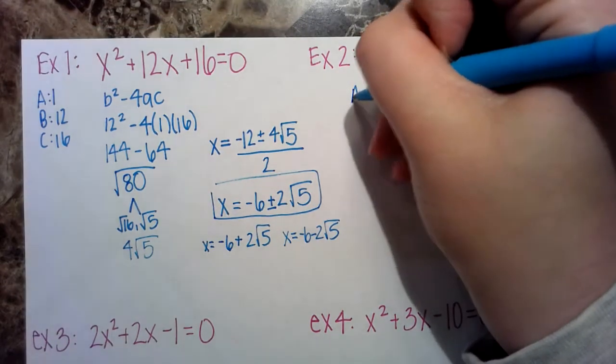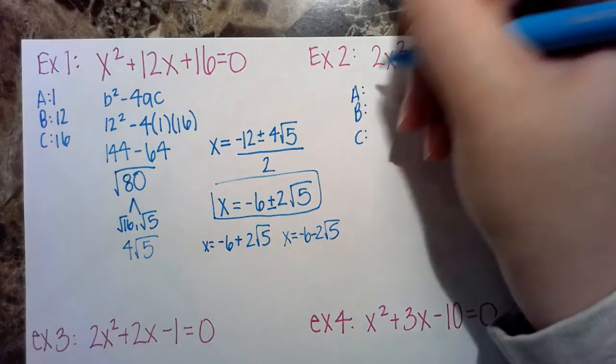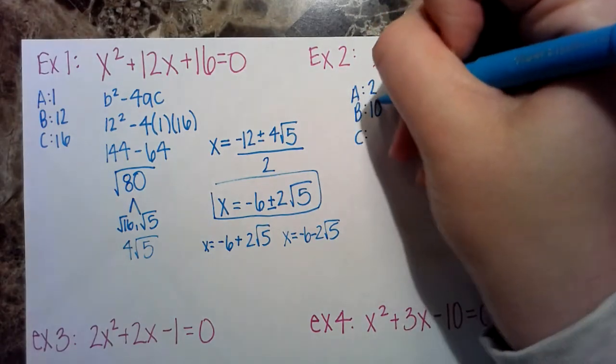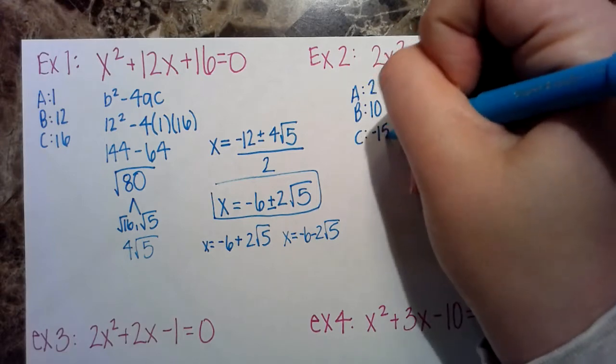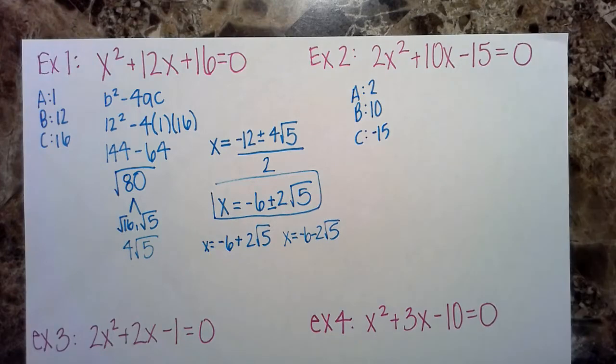Okay. I'm going to do the same thing over here. I'm going to label my A, my B, and my C. So A is 2, B is 10, C is negative 15. I notice that it's in standard form, so I'm good to go. It always has to be equal to 0.